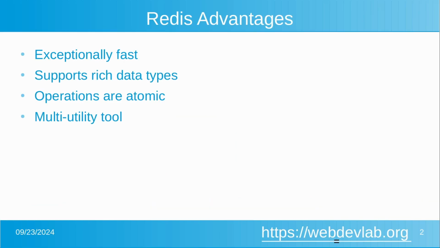For big data, we need traditional databases such as MongoDB and MySQL. On the other hand, in case of caching, Redis is way better than traditional databases. There are some advantages of using Redis.